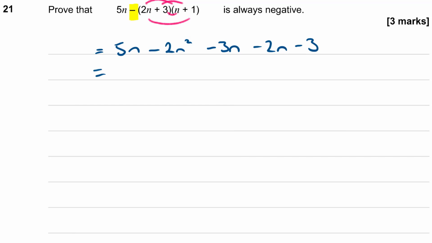So, collecting like terms, 5n take away 3n take away 2n. Well, they're going to cancel each other out, aren't they? So that cancels with these two. And it just leaves me with minus 2n squared minus 3. Now, n squared is greater than or equal to 0 for all values of n.